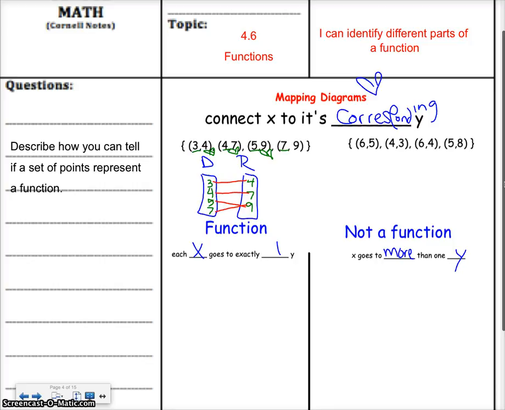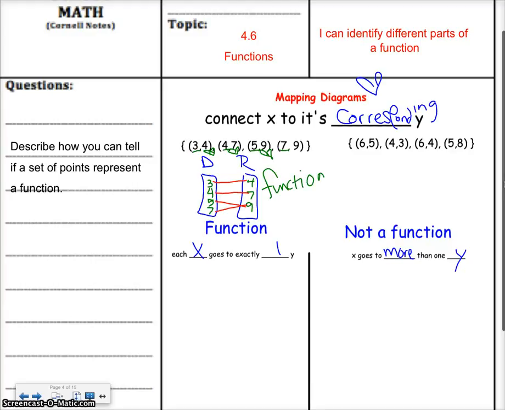Now what you do with the mapping diagram is analyze your x, because according to the definition, each x has to go to one y. How many y's does the 3 go to? 1. The 4 goes to 1. The 5 goes to 1 y. The 7 also goes to the 1 y. We don't care that they go to the same thing. We just care that they only go to one thing. So this is a function.